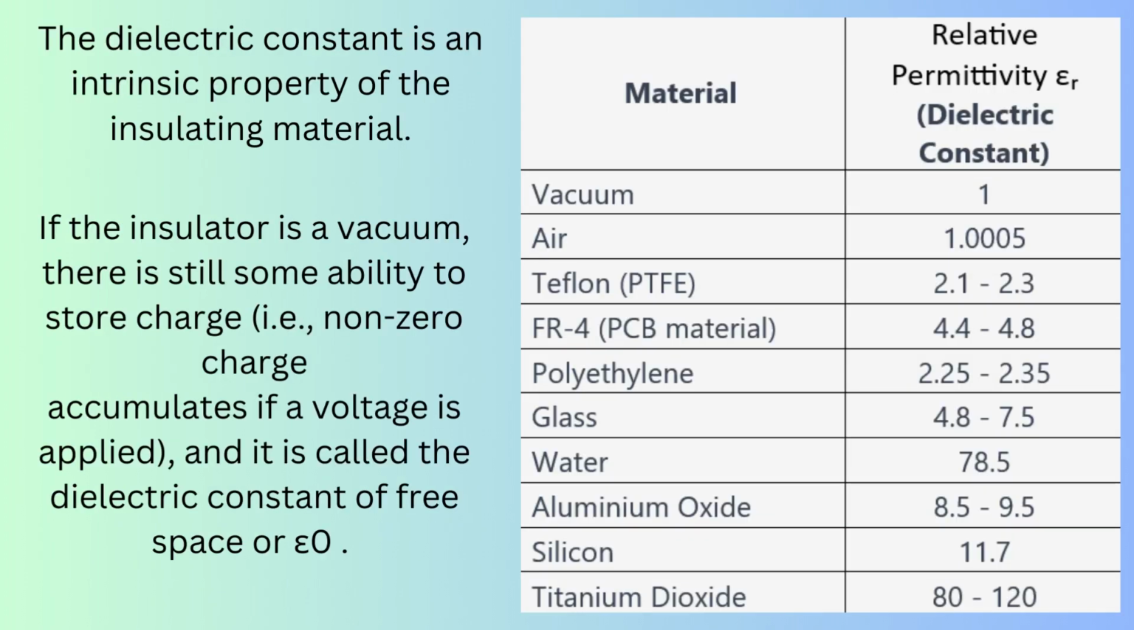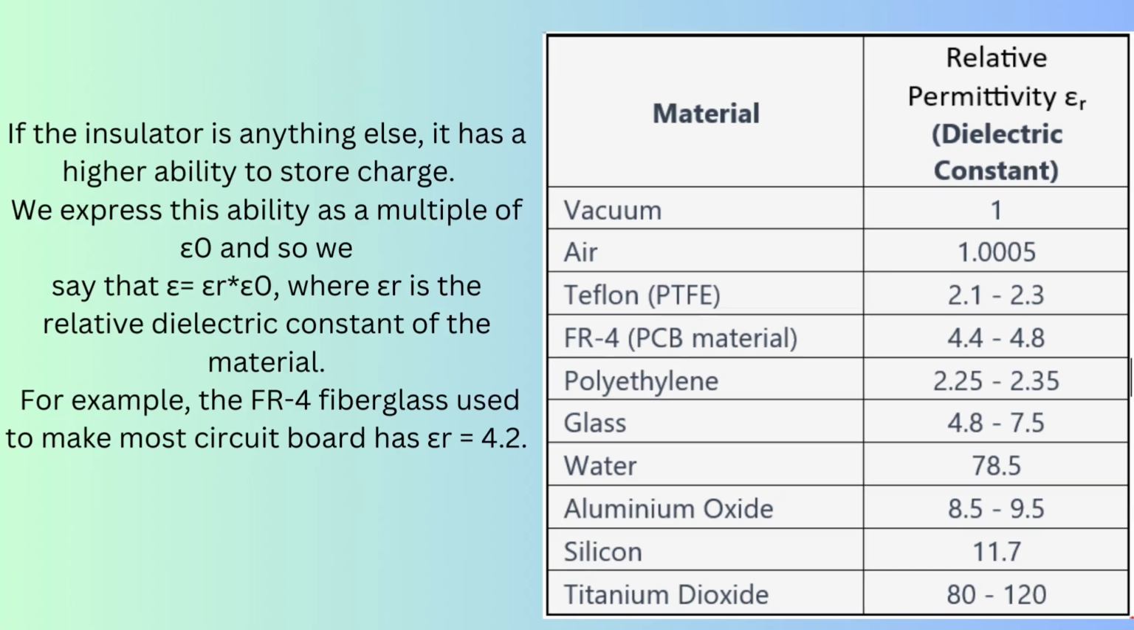The dielectric constant is an intrinsic property of the insulating material. If the insulator is a vacuum, there is still some ability to store charge, that is, non-zero charge accumulates if a voltage is applied, and it is called the dielectric constant of free space or epsilon zero. If the insulator is anything else, it has a higher ability to store charge.